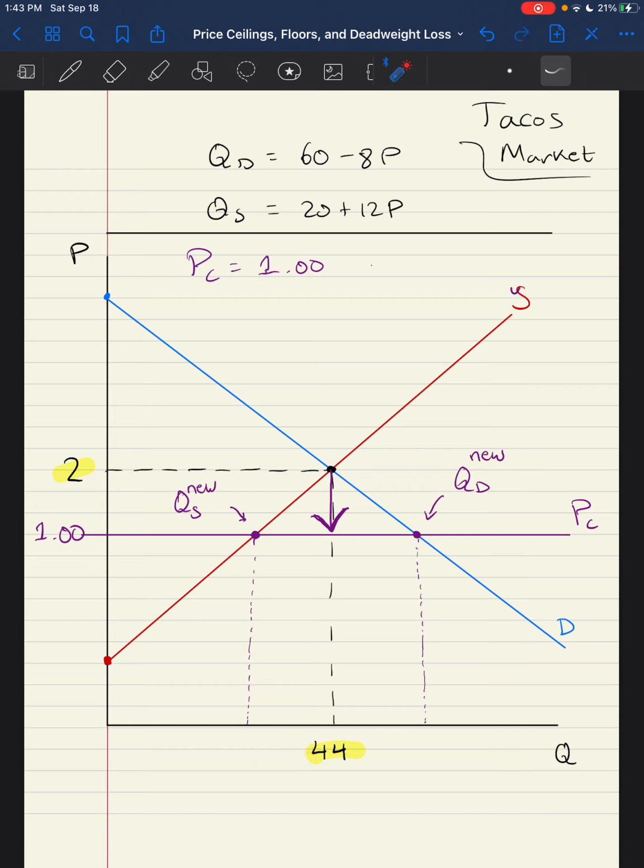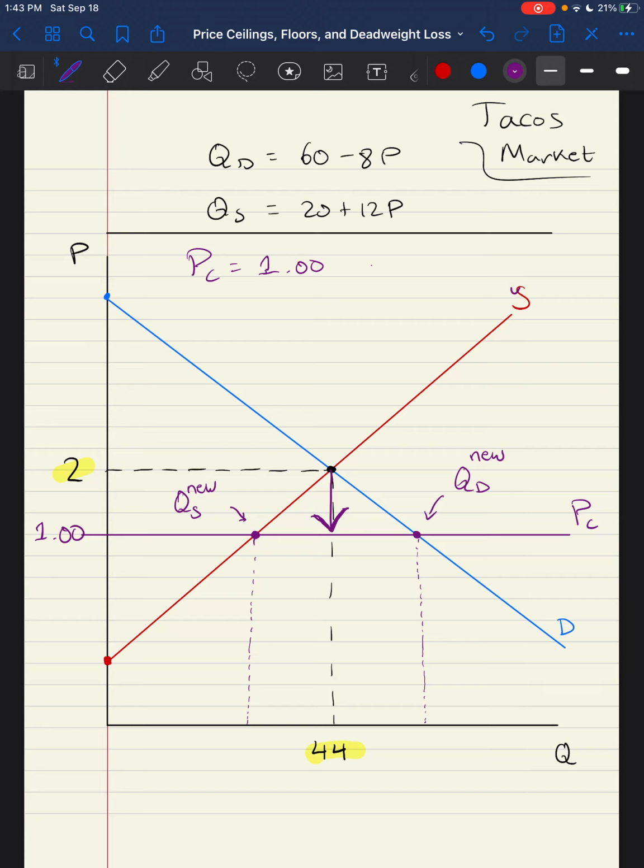And the law of demand tells us that if the price goes down, our demand is actually going to increase, right? Our demand is going to increase because now more consumers will want to buy this product, right? Now more consumers want to buy tacos because the price has fallen from $2 to $1, right? So let's calculate these new values of our quantity demanded and our quantity supplied.